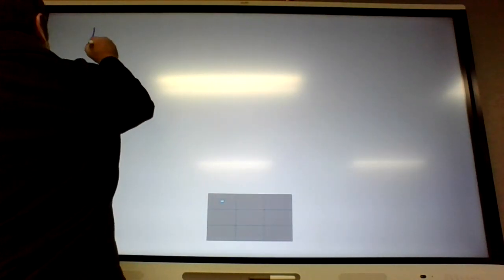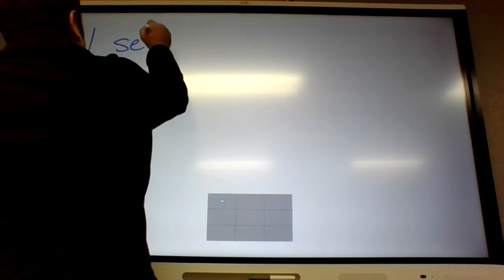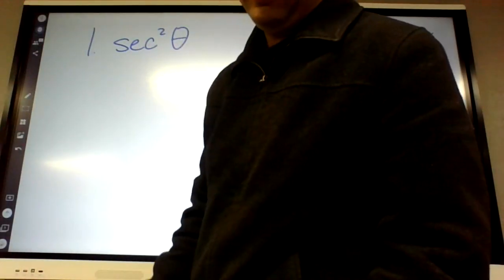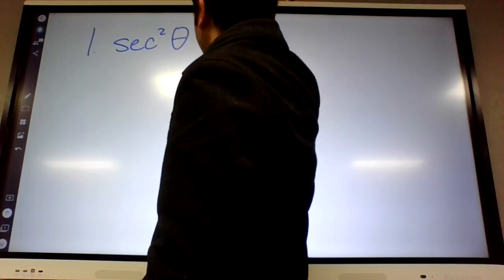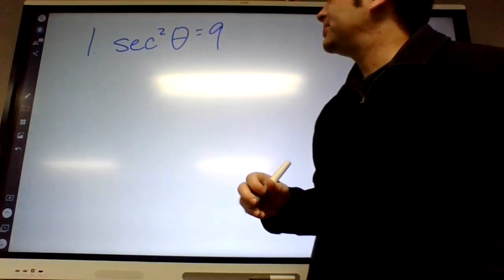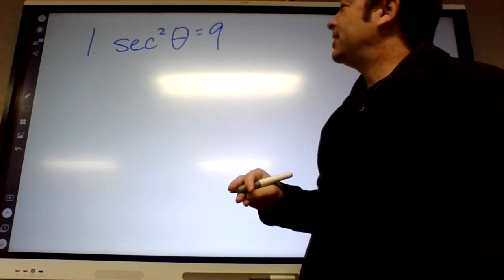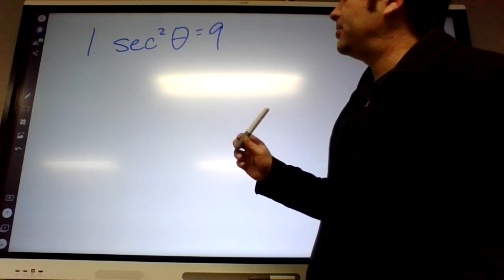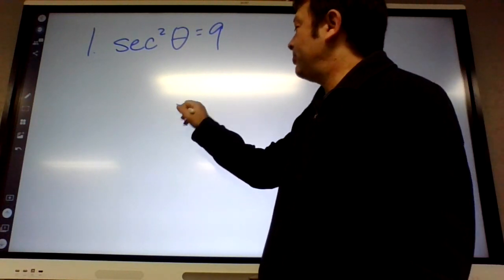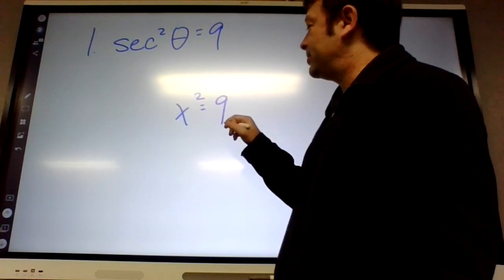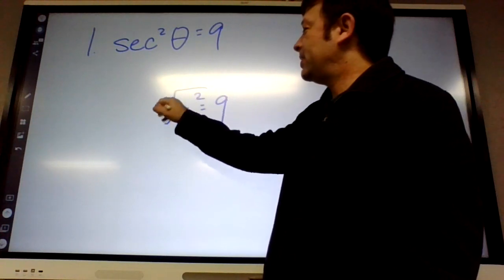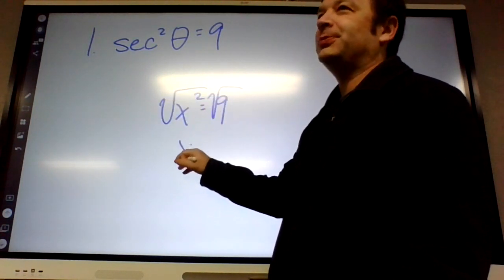All right, let's just figure it all out right now, and then you don't have to worry about it. Okay, any ideas for this? Solve for secant? Yes, good job. Square root it. It's kind of like if we have x squared equals 9, what do we do? Okay, we square root, and then it's x equals.